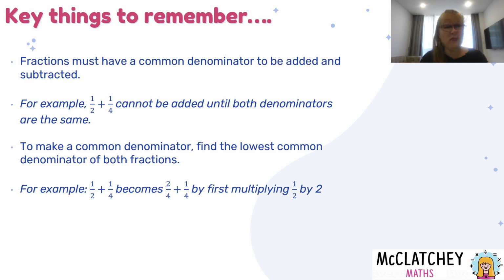Remember, when we multiply something by the number 1, the number itself doesn't actually change. But this is the number 1 in the form of 2 over 2. 2 divided by 2 is 1. So if I multiply a half by 2 over 2, what I end up with is 2 over 4. So now I've got 2 quarters plus 1 quarter. I can now add those together to get 3 quarters. So these are the principles you need to remember as we're going through this video.